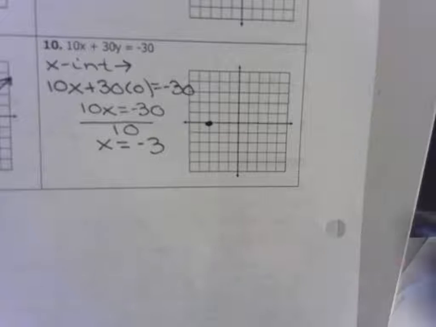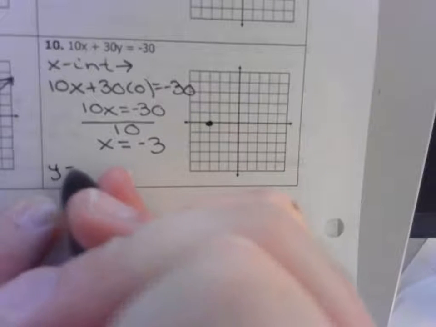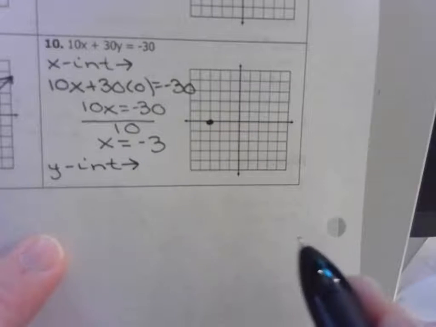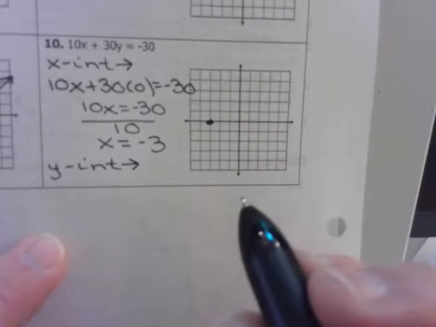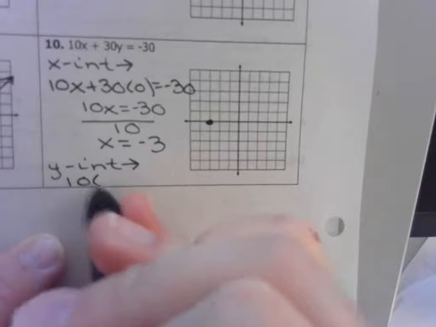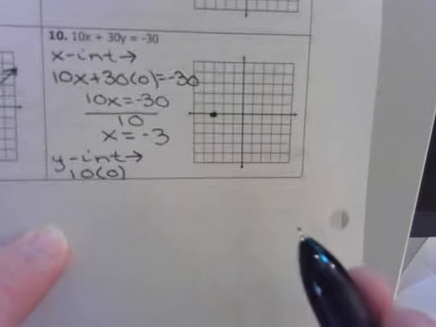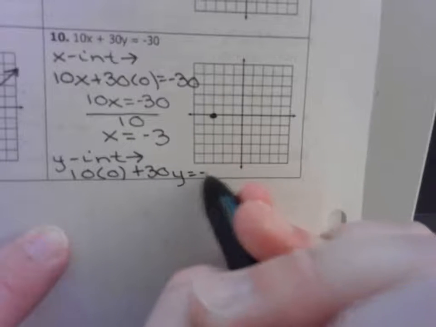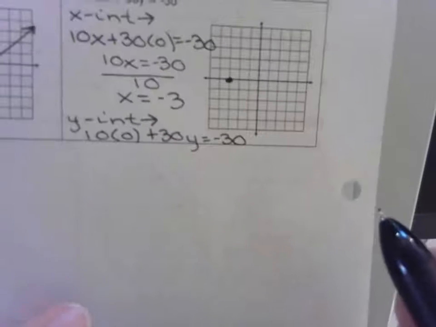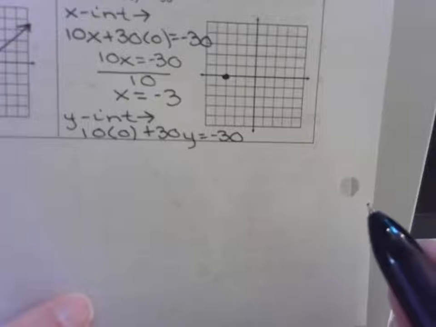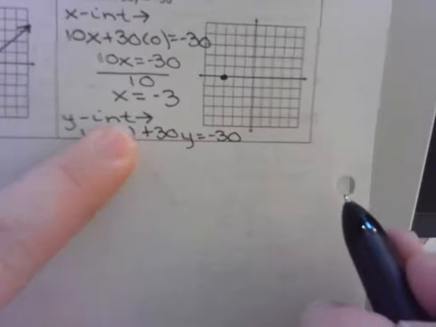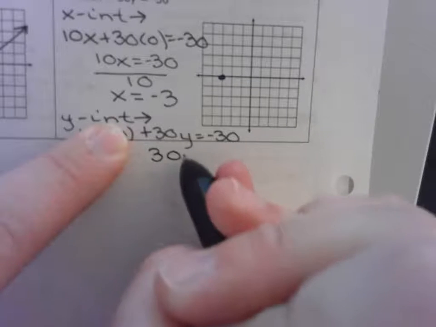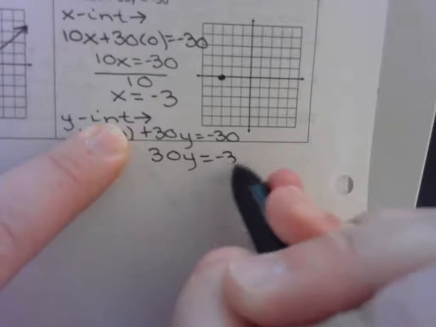I need 2 points, so let's find the y-intercept. How do I always find the y-intercept? Plug 0 where x is. Good. So 10 times 0 plus 30y equals negative 30. 10 times 0? 0, so you can cover it up. I'm left with what? 30y equals negative 30.